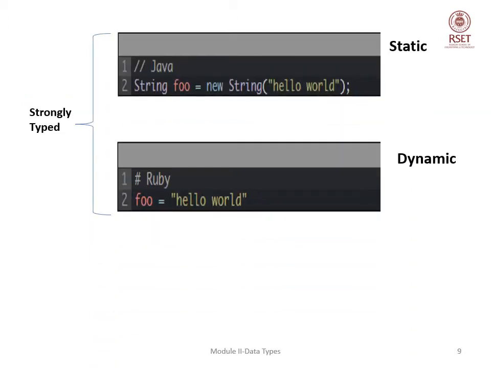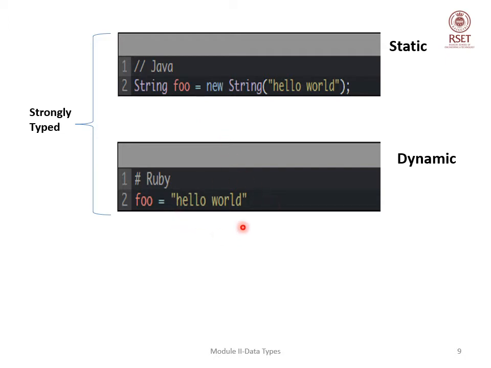This is example code for static and dynamic. In the static case, in Java, we have declared a variable foo of type string, and it is assigned the value hello world. This is static because we have declared foo as string, and it does not happen during runtime. Instead, it happens during the compile time.